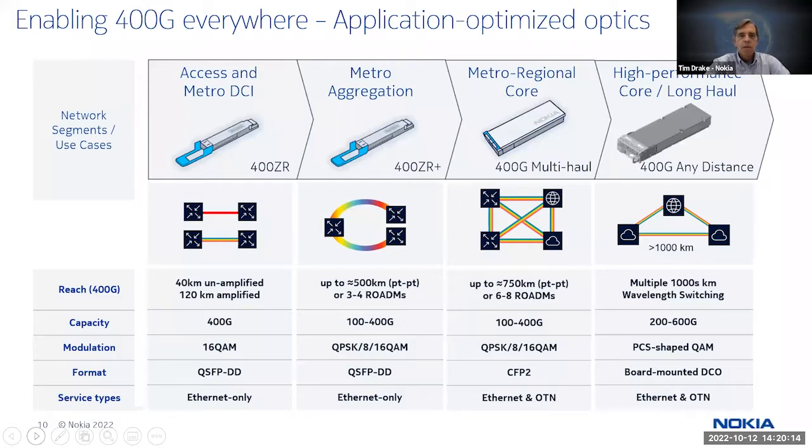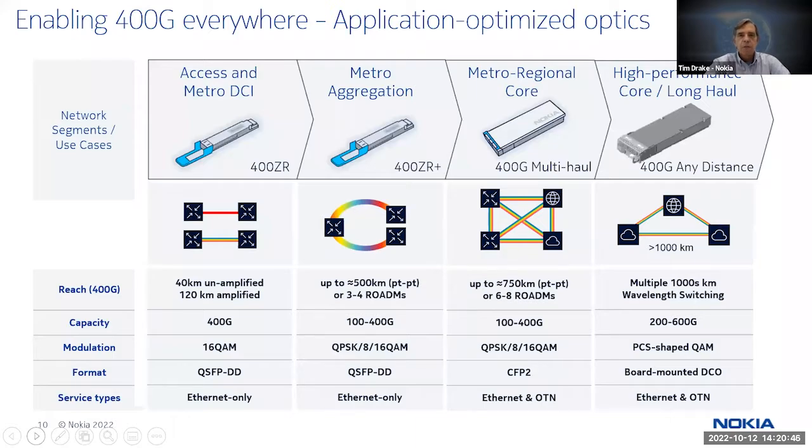Now, here we're saying up to 500 kilometers point to point. We've just completed some modeling for a customer, and we were able to go about 480 miles with the ZR Plus optic directly in their router through an open line system. Now, if we need to go a little bit further than that, then we would look at the next one up, 400 gig multi-haul.